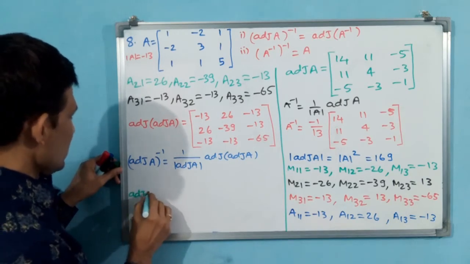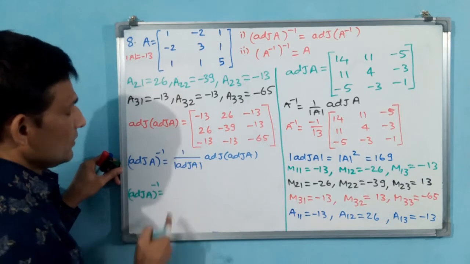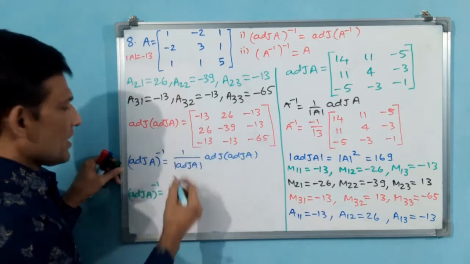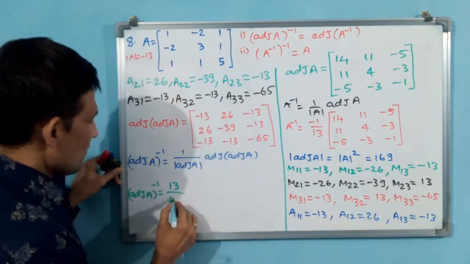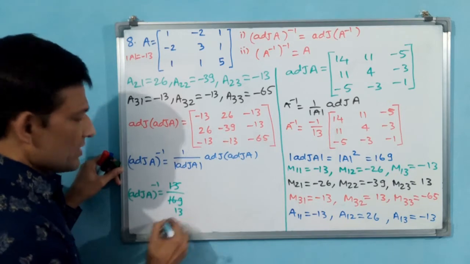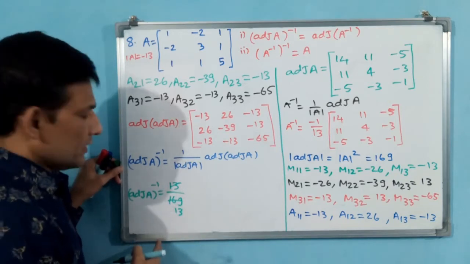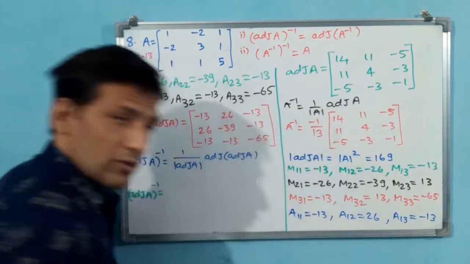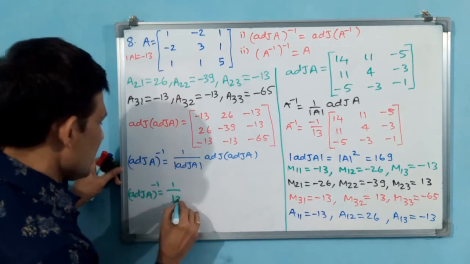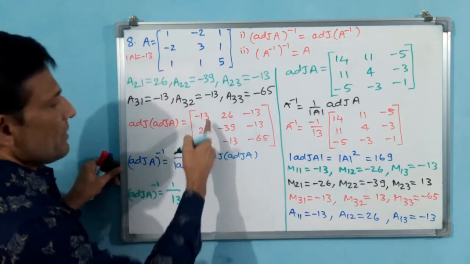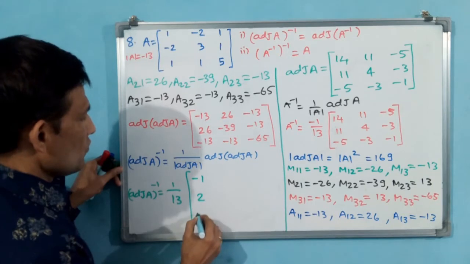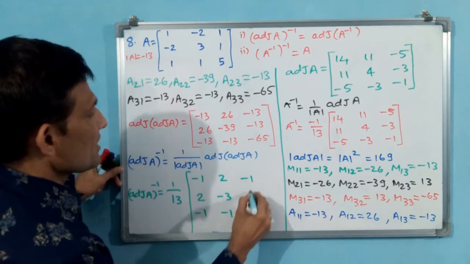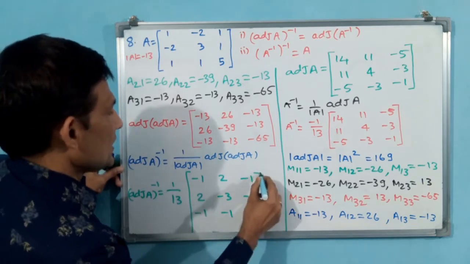Again I am writing adjoint A inverse is equal to, you see, 1 by 169. See, in one step only I am writing. Why? Because 13 I have taken out from here and 169 is there, 13 times it will go. Okay. 13 times it will go means I am writing only 1 by 13 directly. How I have written, you know very well. 1 by 13 I am writing, and all I am making this was minus 1, 2, minus 1, 2, minus 3, minus 1, minus 1, minus 1, minus 5.